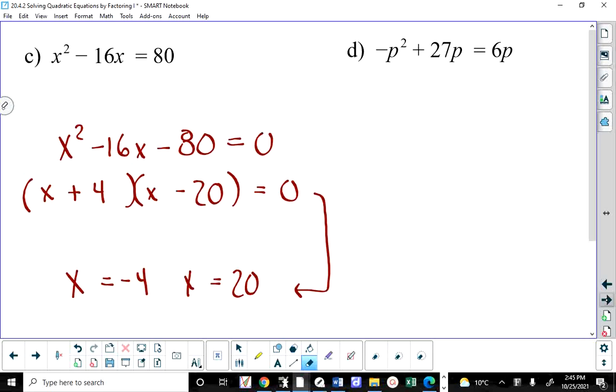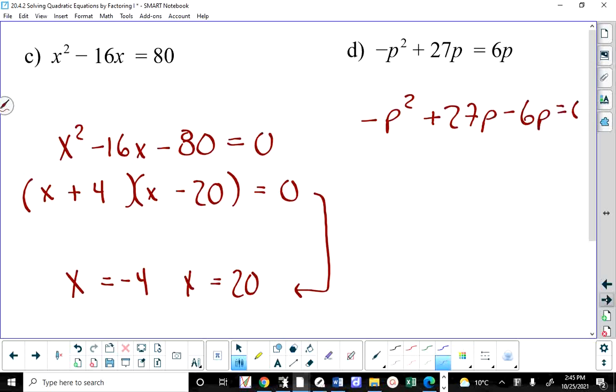Okay, so, boy, you don't want to try to factor something that has a negative x squared or a negative p squared. You want positive quadratic terms. So when we zero this equation, even if it were negative p squared plus 27p minus 6p equals 0, even if it were zeroed, you don't want it zeroed like that. You want a positive quadratic term. This is the quadratic term. This is the linear term.